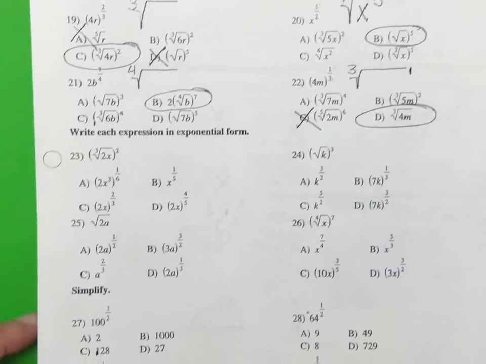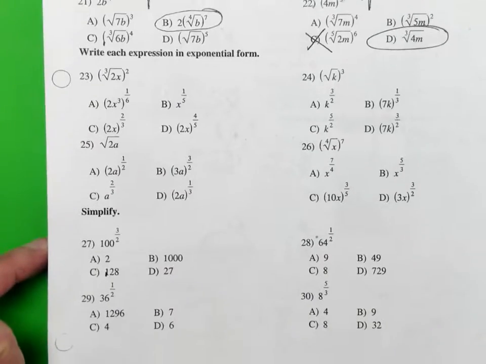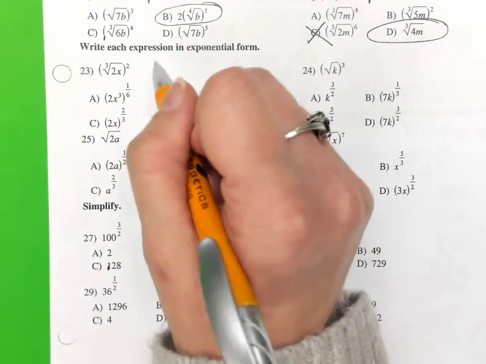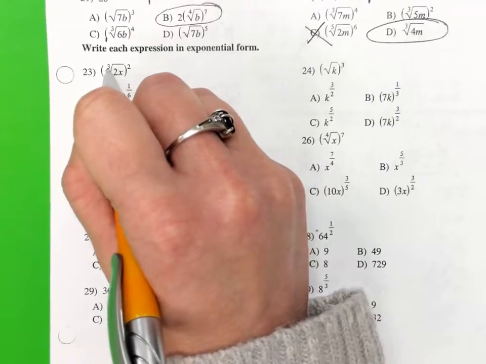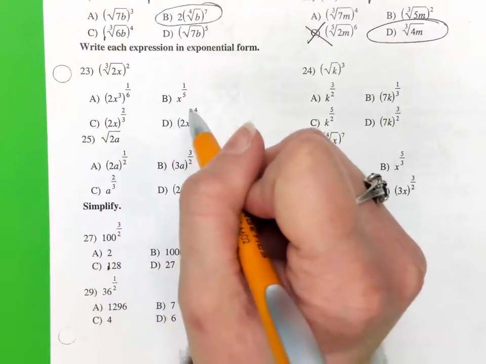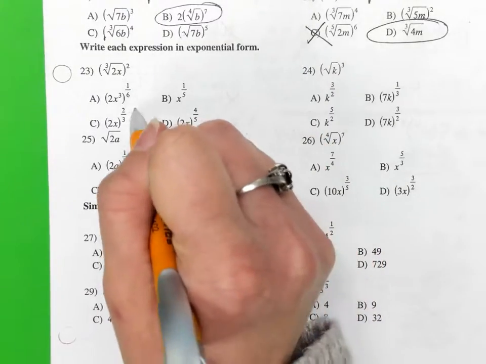Let's do the next 4, and then we'll do the rest tomorrow. All right, we're going to go opposite, okay? So 3, is that on the top of the fraction or the bottom? That's the bottom, right? Which one's got it on the bottom? C? Yep.